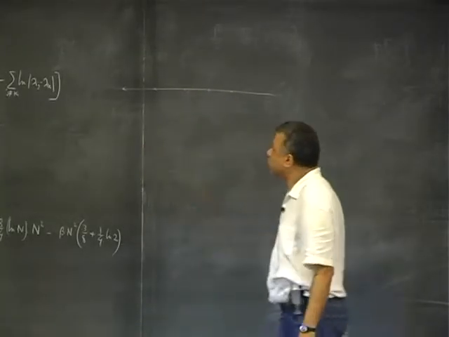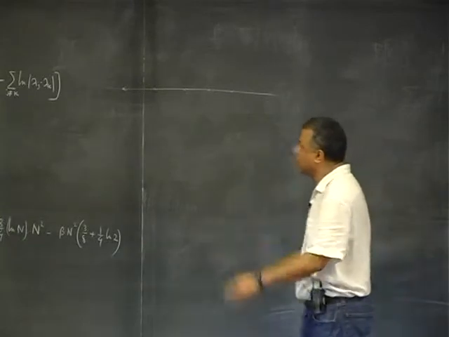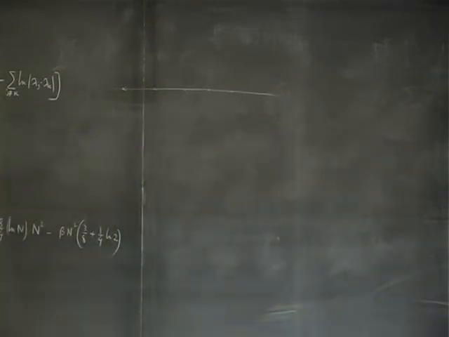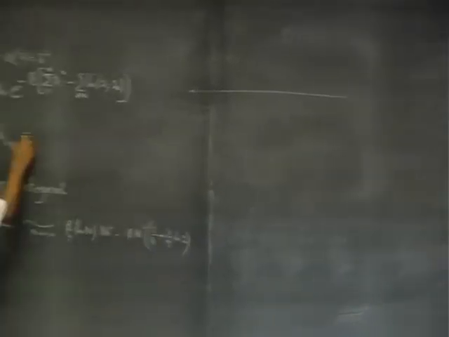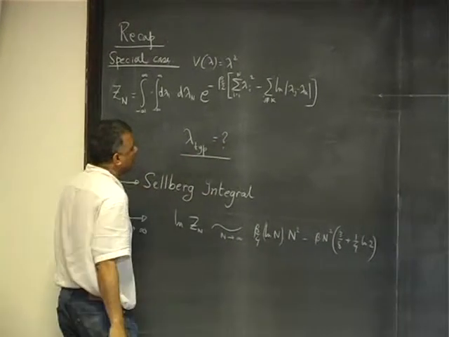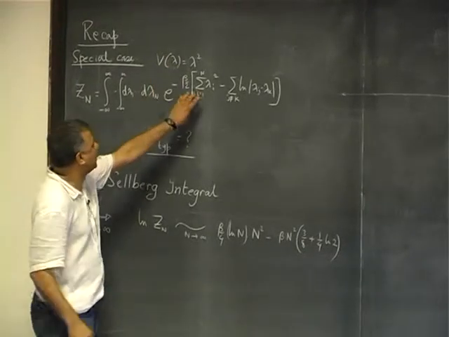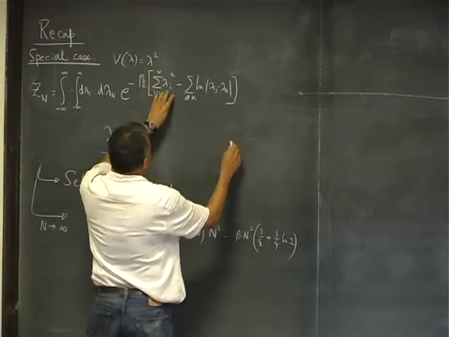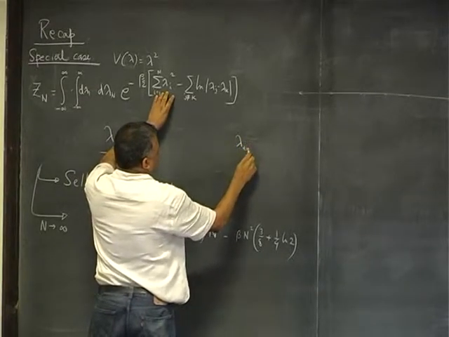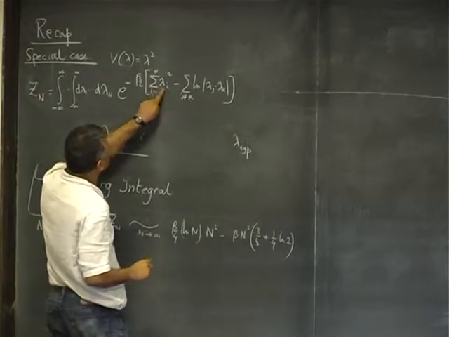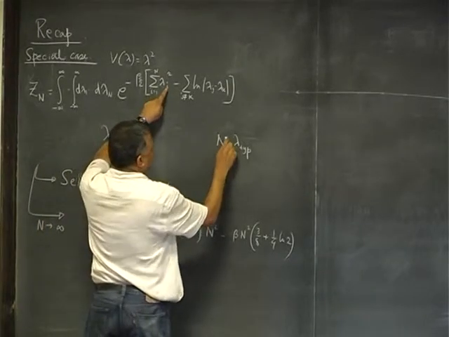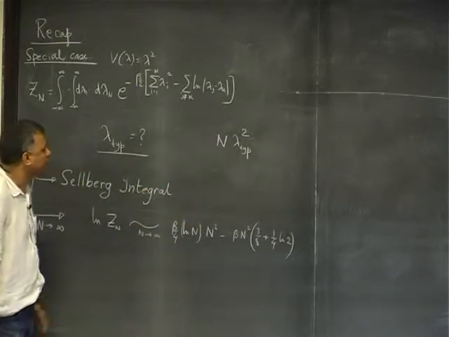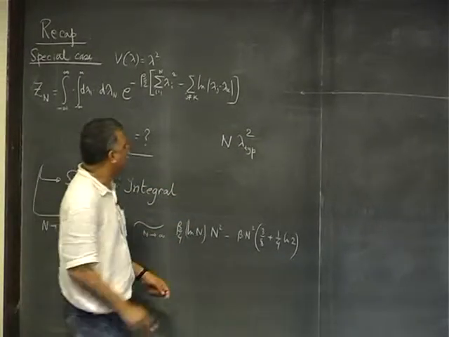First thing you ask, just by dimensional analysis, is what's the typical value of lambda? How does it depend on n? This is a good exercise. You see, this first term, how does it scale with n? If a typical value of lambda is lambda typical, there are n such terms here. So the estimate of the first term will be n times lambda typical squared.